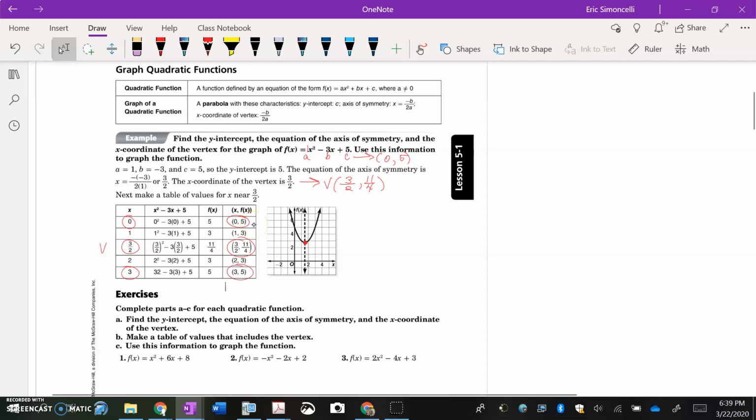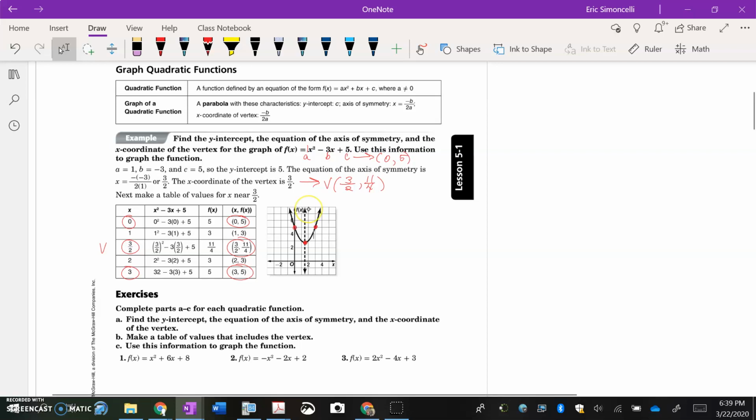And those additional 2 points that are devised here, that's fine. I only require my students to find 3 points. So 0, 5, which we already knew, the vertex 3/2, comma 11/4, which we calculated after doing negative b over 2a and then plugging it in to get 11/4, and then 3, comma 5. Let's plot those points. So here's 0, 5. Here's 3, 5.